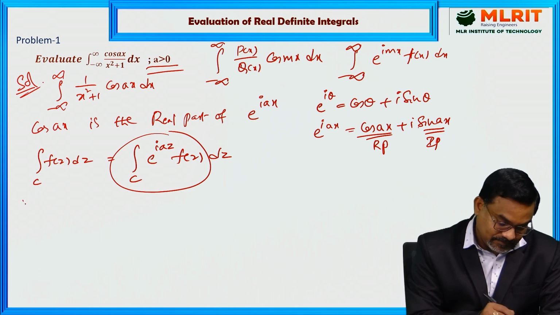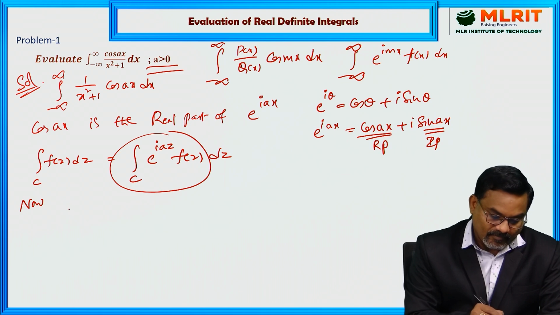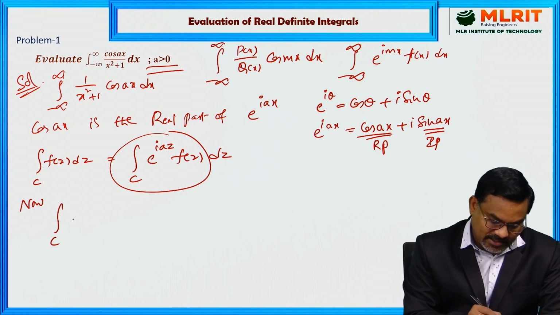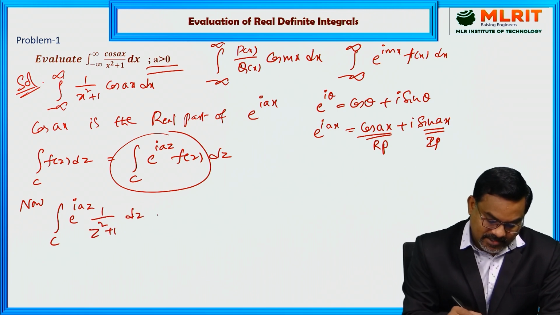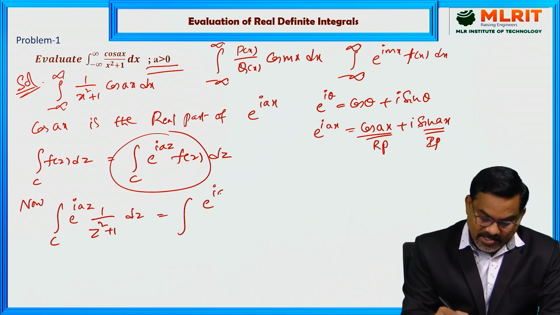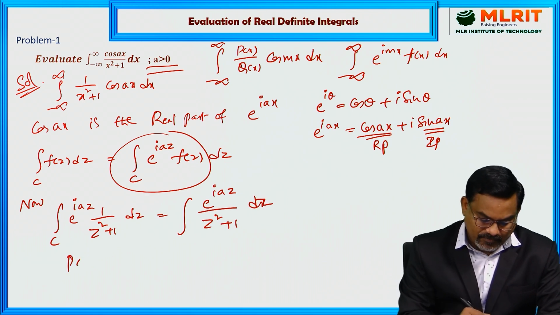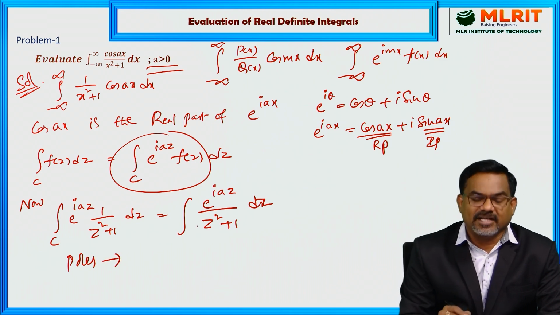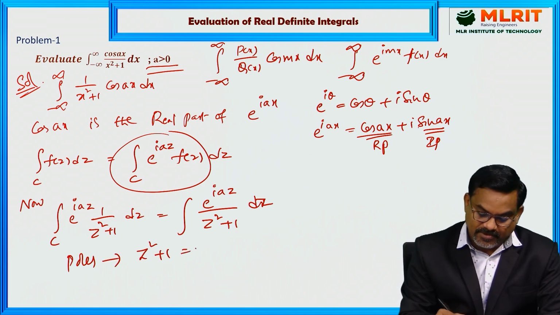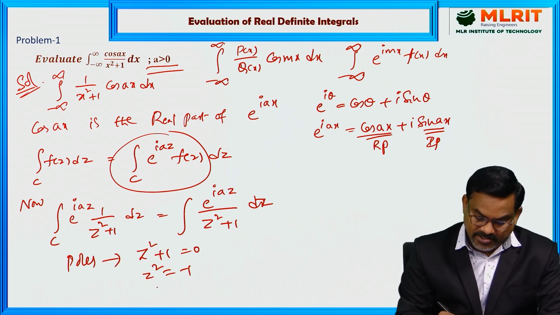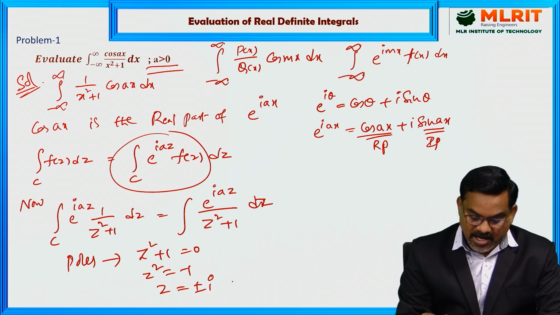Now, the line integral over C of e power iaz by z square plus 1 dz. How to find the poles? By equating the denominator to 0. Z square plus 1 is 0, z square is minus 1, z is plus or minus i.